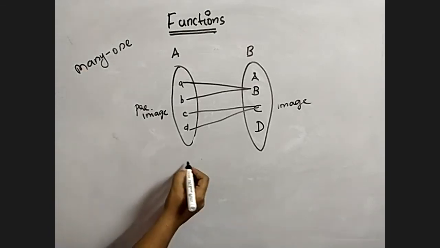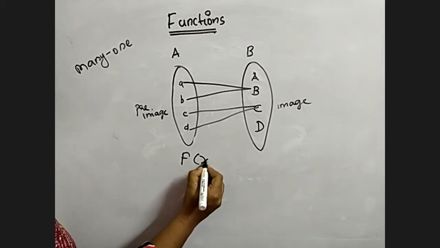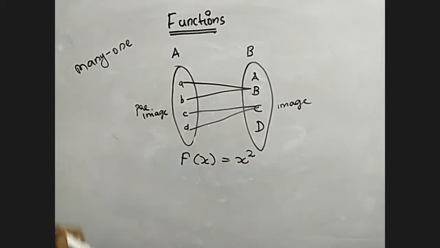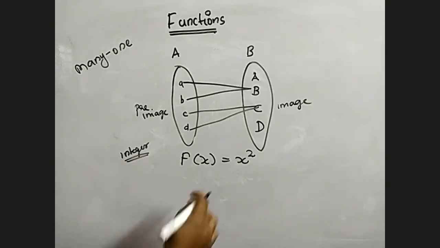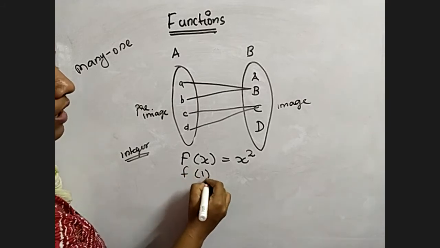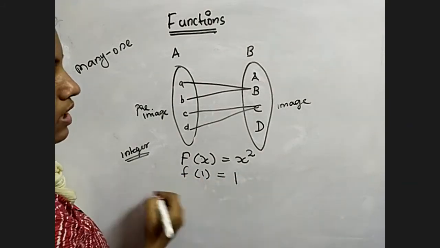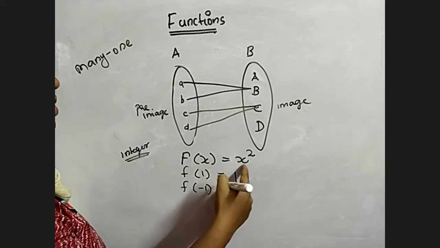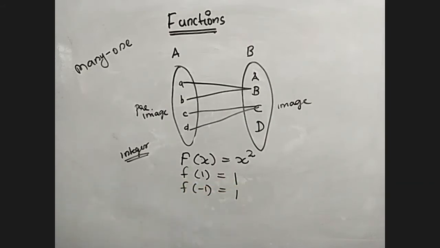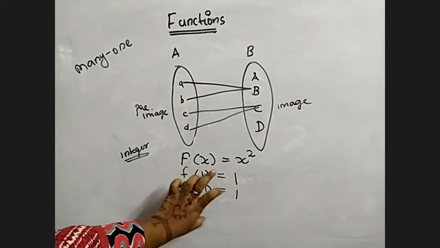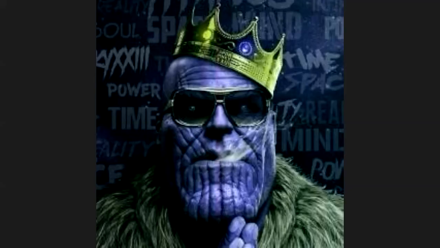Suppose I'll show another example. If our function f of x is x square, we are defining this on integers. Then, is this a one-one function or many-one function? See, if I am checking f of 1, what will I get? 1 square is 1. f of minus 1, square is also 1. So 1 and minus 1 both have the same answer, right? So that means this is a many-one function. Understood?